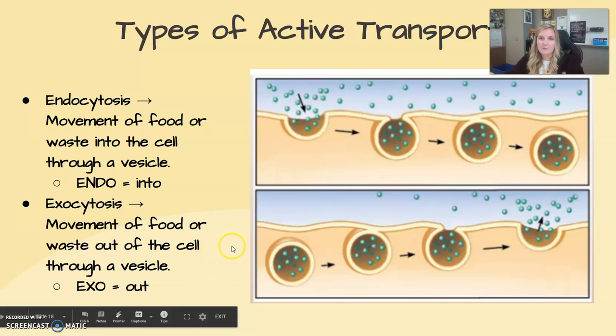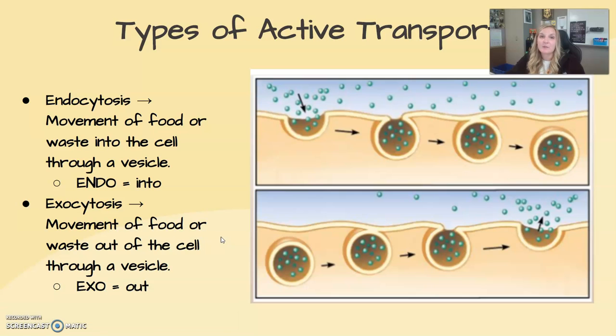Now that's all the types of active transport. Active is really simple. You need energy. It's going against a concentration gradient, and so it goes from low concentration to high concentration, and you need energy or ATP in order for that transport to occur.